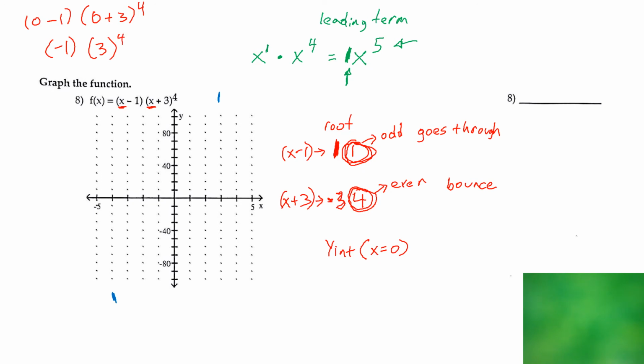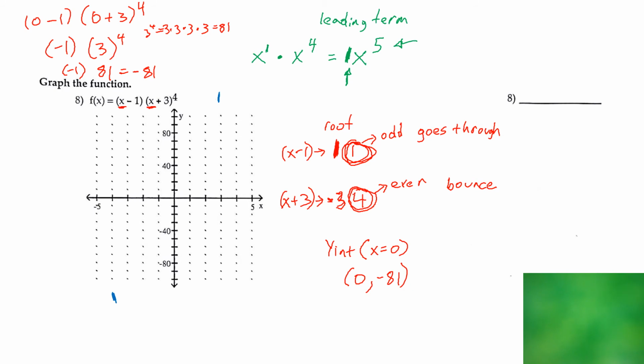If we have 3 to the 4th power, that's basically 3 times 3, that's 9, times another 3 is 27, times another 3 is 81. So 3 to the 4th power is 81. We still have to multiply by negative 1, so that tells us our y-intercept is going to happen at negative 81. So our point would be 0, negative 81 for the y-intercept.